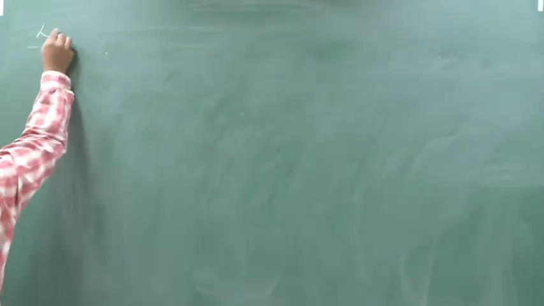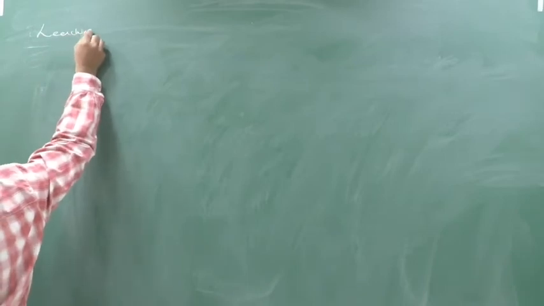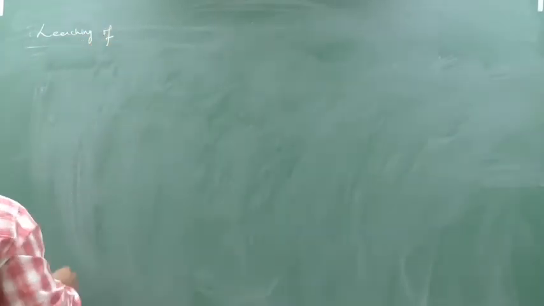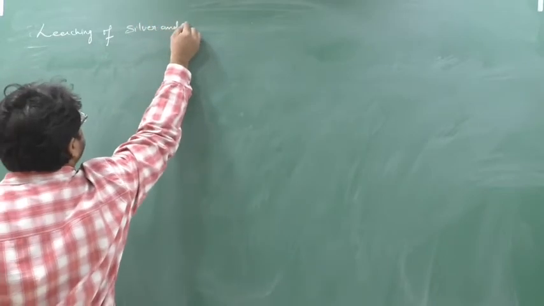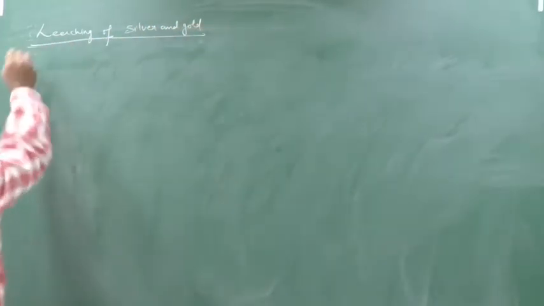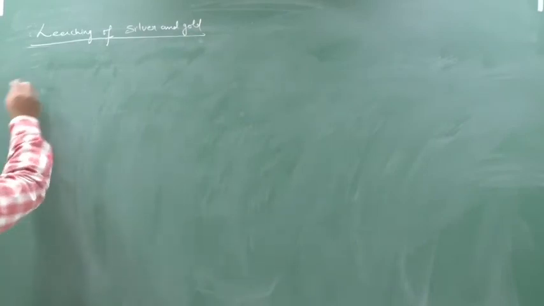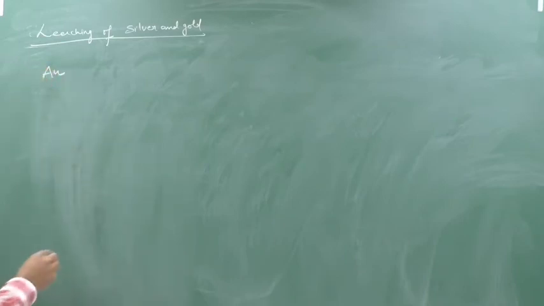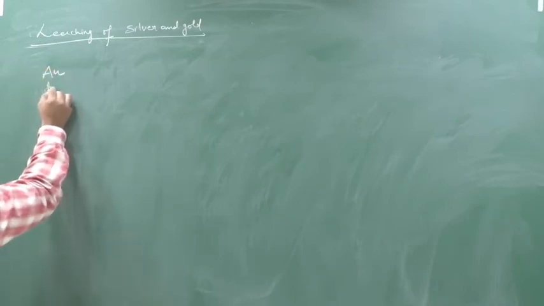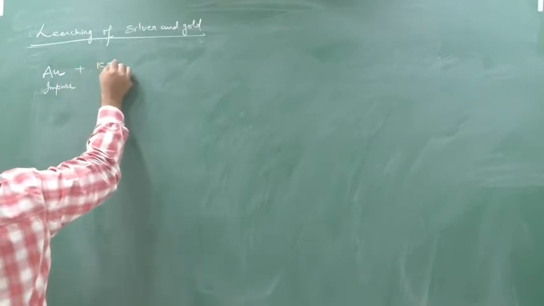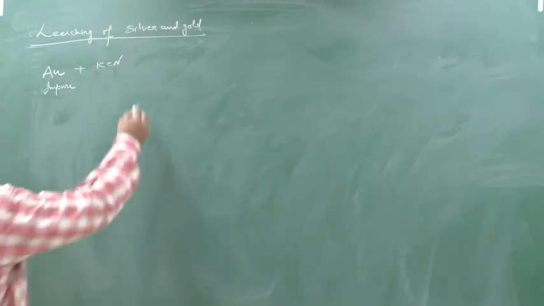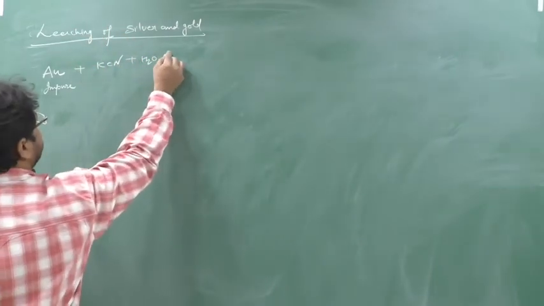So make a heading here: Leaching of silver and gold. First we'll see the gold. See, Au, this is gold, aurum, which is impure. Now I am doing the purification using the leaching. How? I will react this with KCN, in an aqueous medium, and I will pass oxygen gas.